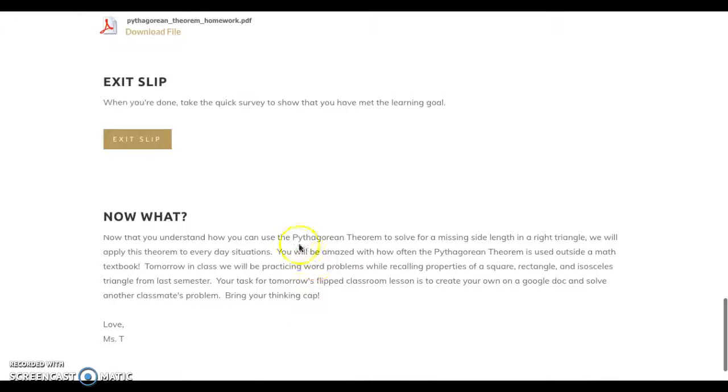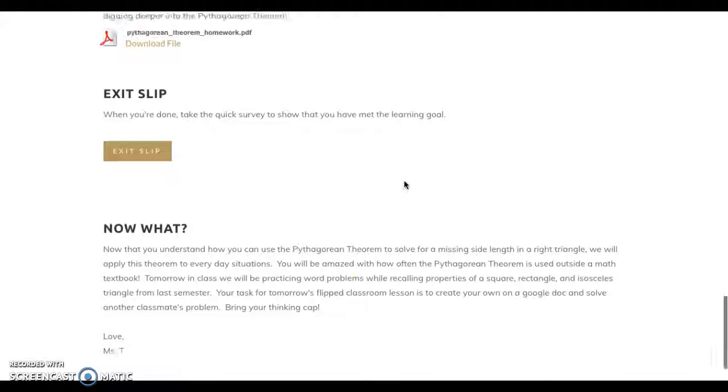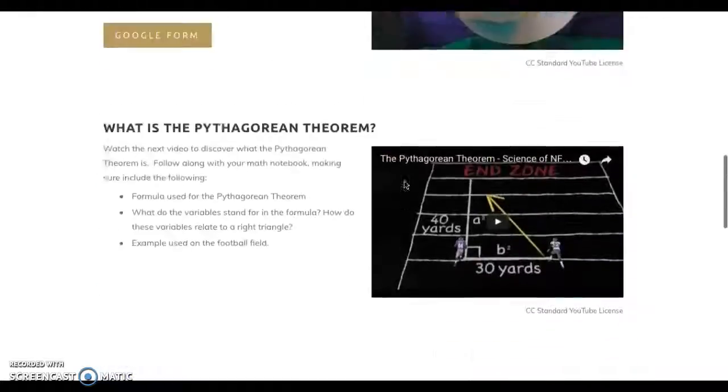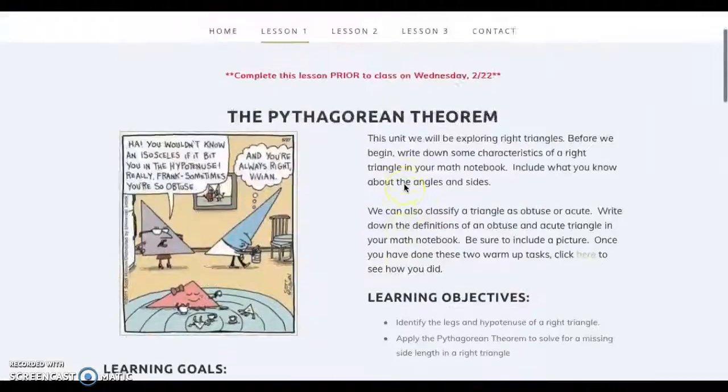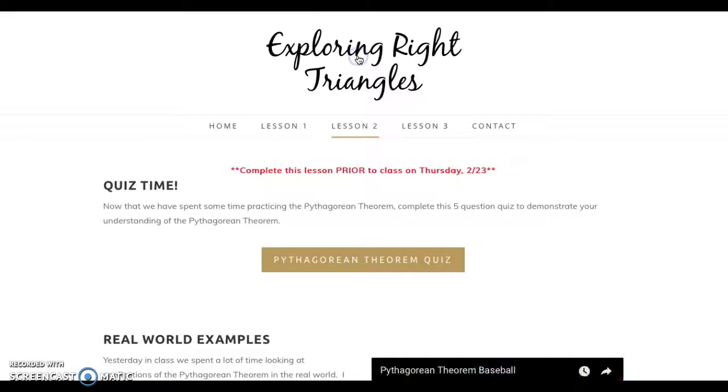At the bottom is a quick description of what we will be doing the next day in class. You will see how we are able to apply these basic understandings that you will get through the Flipped Classroom website and apply higher order thinking in the classroom activities. So this is the first lesson. Again, this one is on Pythagorean theorem. You will also have lesson 2 to complete, which is an extension on Pythagorean theorem.